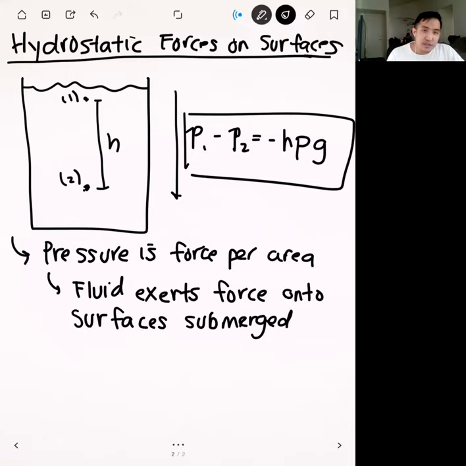Okay. And this is used in all kinds of applications, like if you're designing a basin that's going to hold a large body of water, and it's used a lot in boat design too, or any vessel that has to go underwater, because all of these things have to be able to withstand these pressure forces.